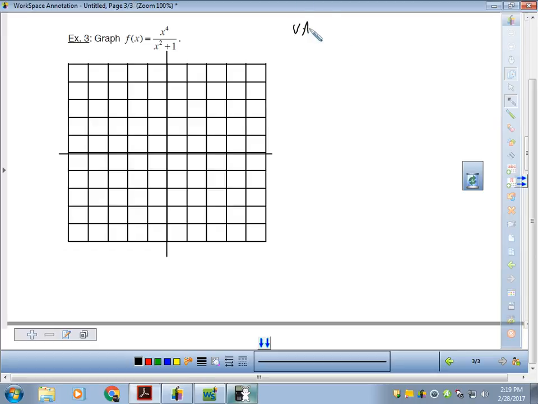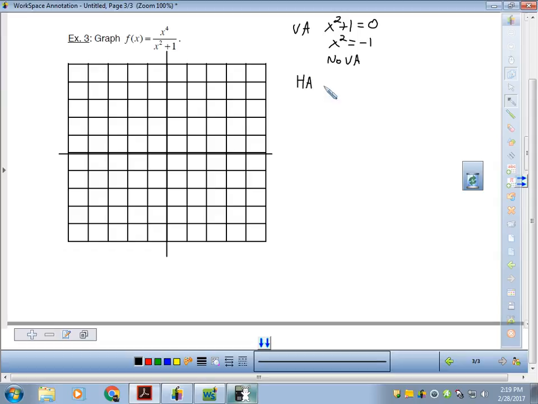Next thing is vertical asymptote. So we would take the bottom, x squared plus 1, and we would set it equal to 0. If we move the 1 over, we have x squared equals -1. Is there any real number that we can square and get -1? No. So there's no vertical asymptotes. This is not solvable in the real number system.